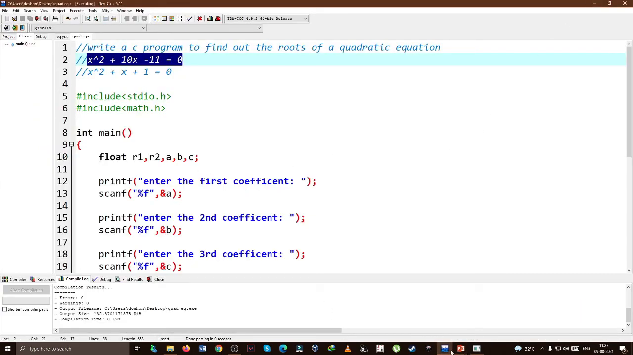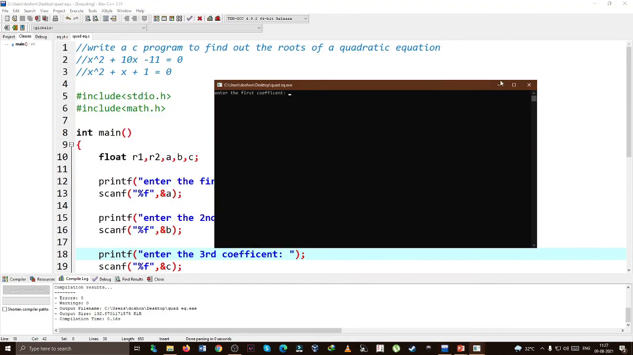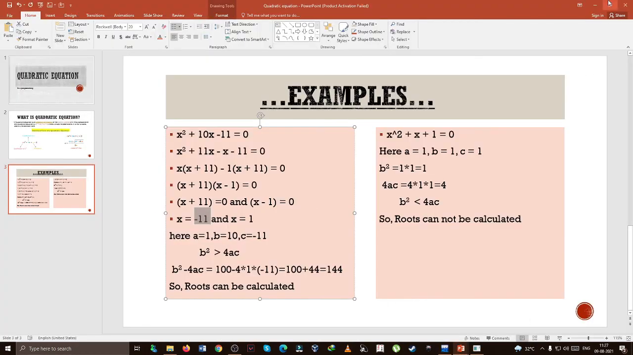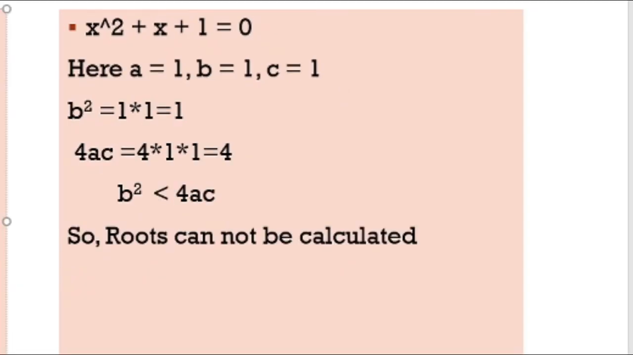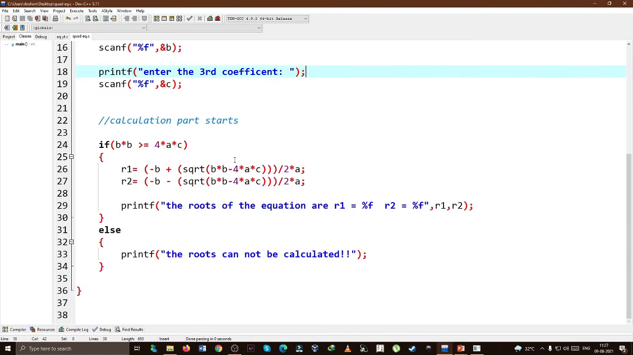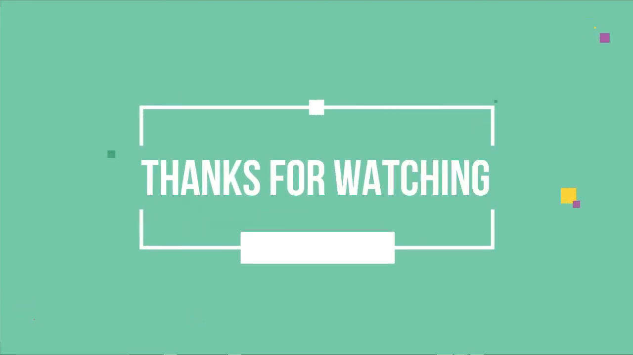Now we will calculate for the next equation, that is x^2 + x + 1. So now we will give the coefficients of the equation, that is 1, 1 and 1. See, the roots cannot be calculated because b^2 is 1 and 4ac is 4. We have seen it in our previous examples. So this is all about how to find out quadratic equation roots using C programming. I hope you guys understand it, and thank you for watching.